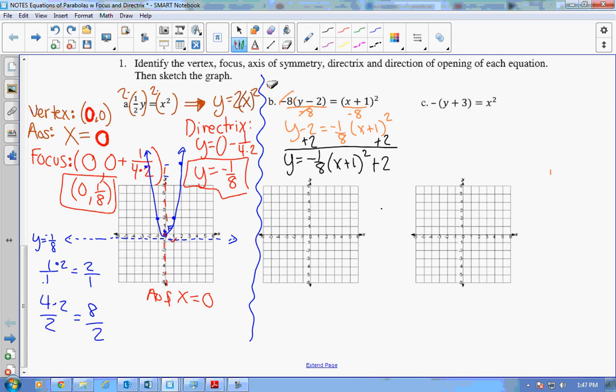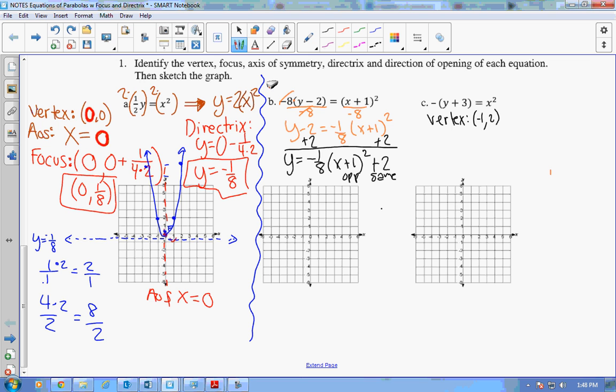The 8 is not involved in the vertex. What about back row? What's the vertex? Negative 1, comma 2. Good. Opposite, same. Like I said, we're not doing C, so feel free to write in that space.